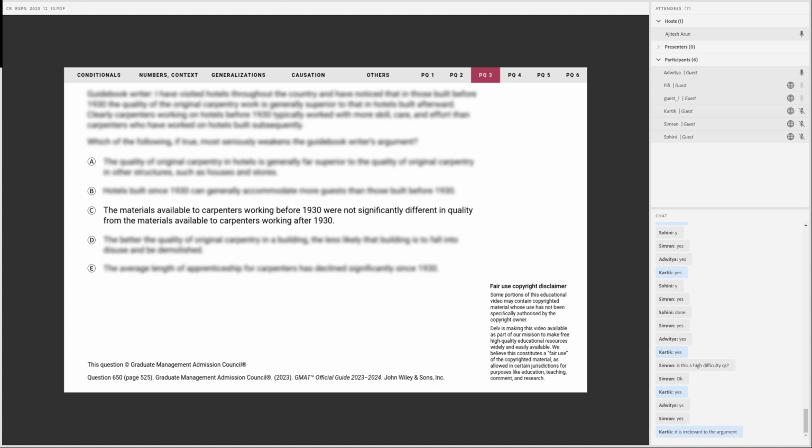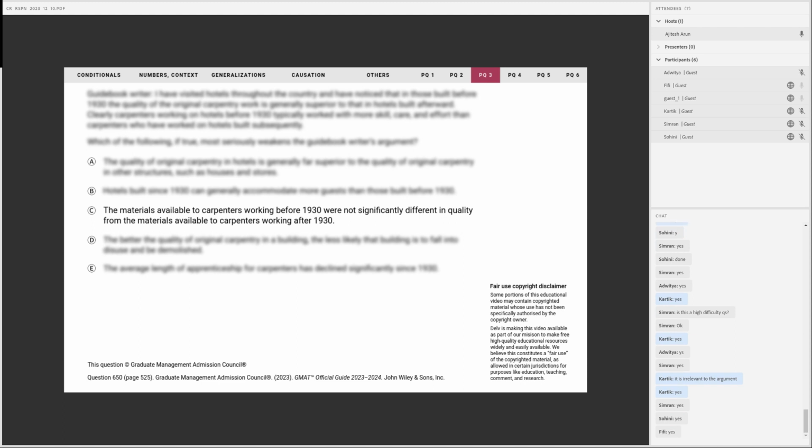That is right. Imagine if the materials were different. That could give you an alternate explanation for why the original carpentry is better in your pre 1930 hotels. But if the materials are the same, it is more likely that whatever difference we're seeing is actually attributable to the skill, care, and effort. Quick check. Let me know, is everyone comfortable with why C is out? I've received a few yeses. Quick check. How about the rest of us? Karthik, Simran, Shohini, Fifi. Advitya made the point. So, Fifi, is this one okay?